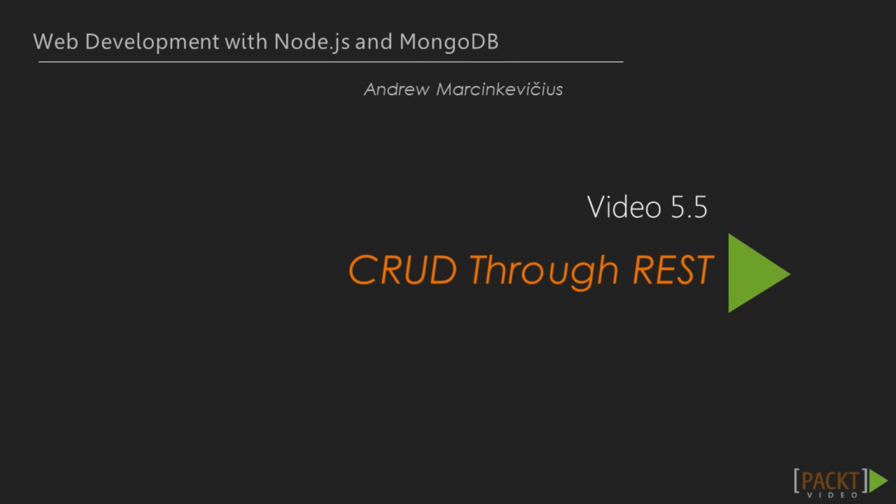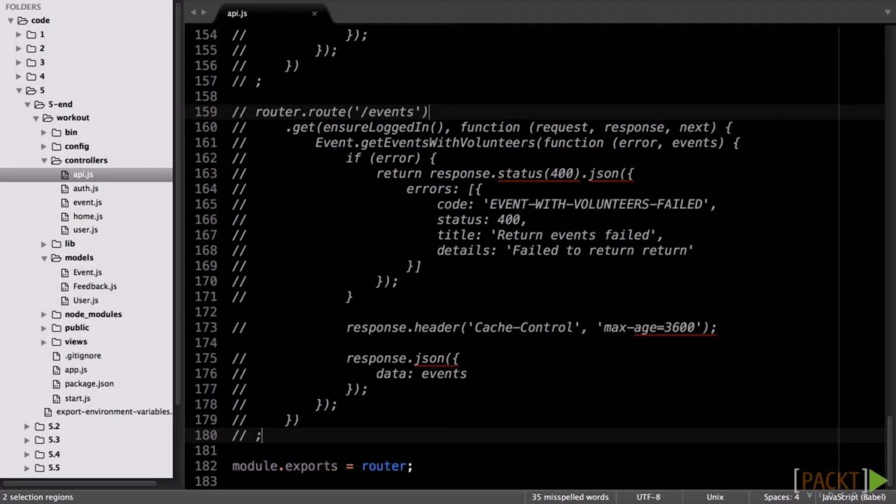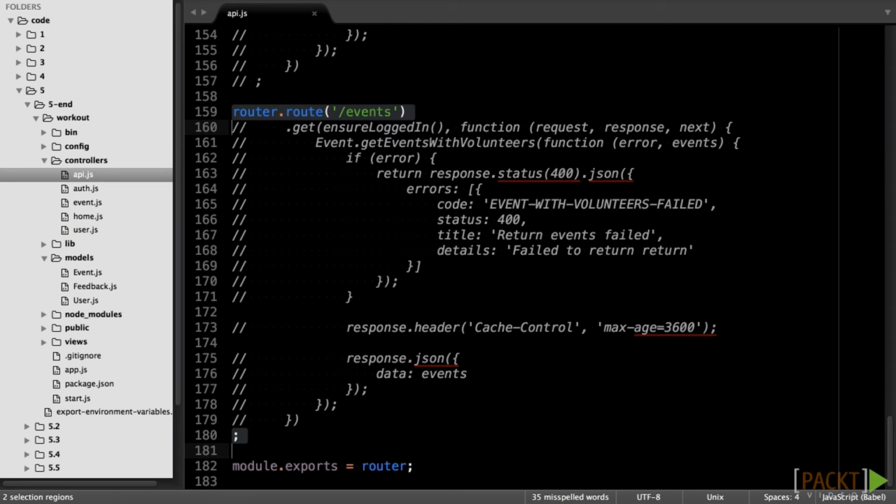Hello and welcome to CRUD through REST video. In the previous video, we learned how to document our API, how to retrieve and manipulate data from an API on the client side. In this video, we're going to learn how to provide CRUD through REST and how to aggregate our data. The route method in Express.js allows us to define the resource once and chain multiple actions for it.